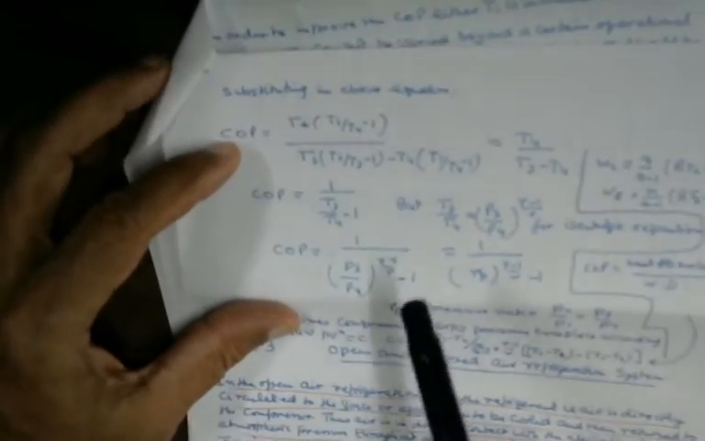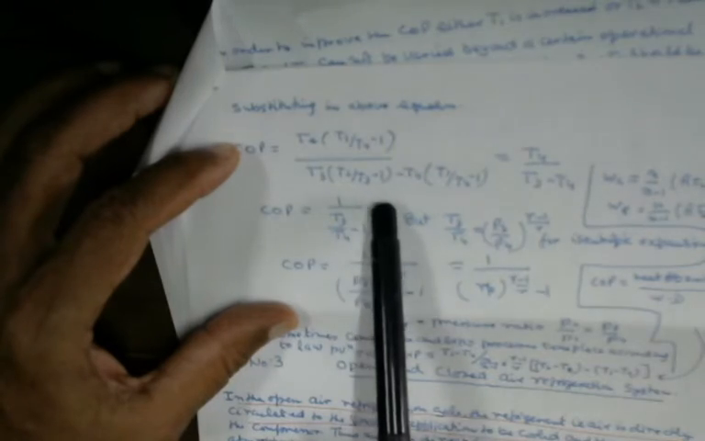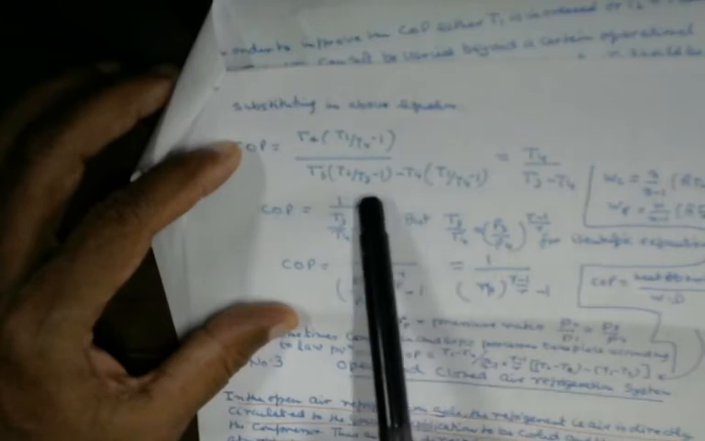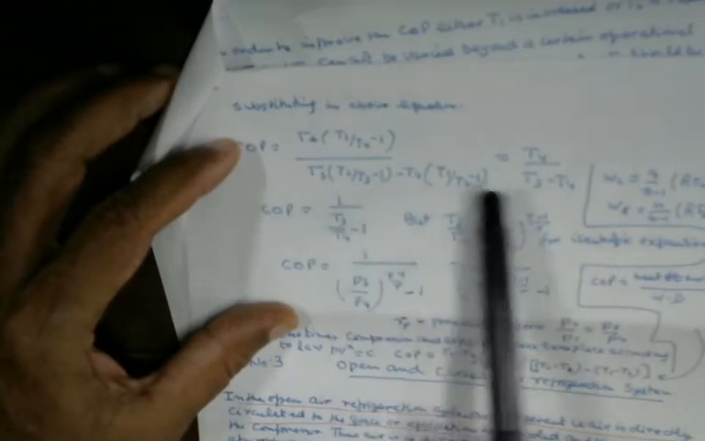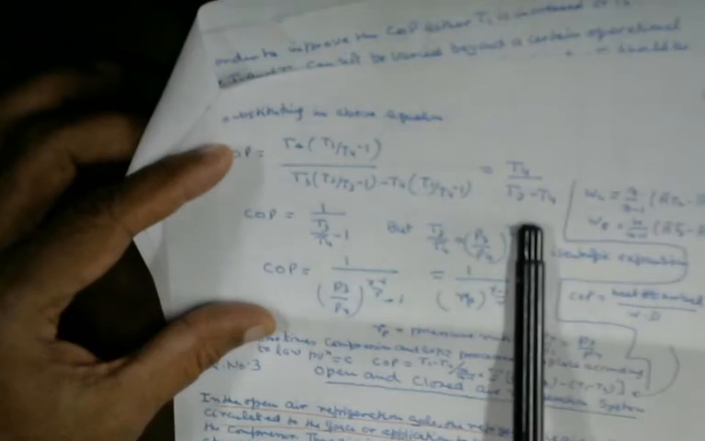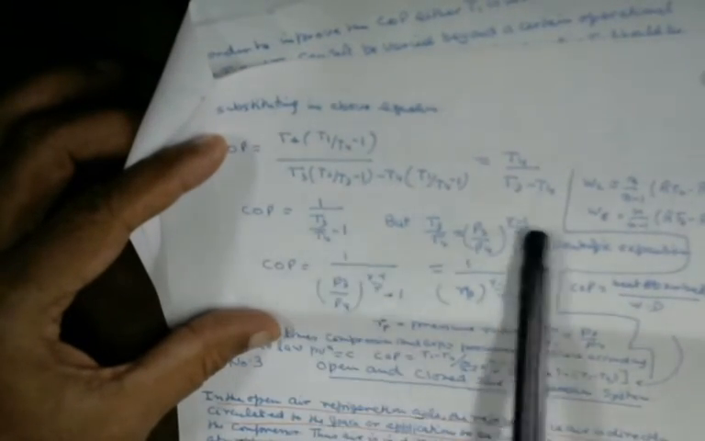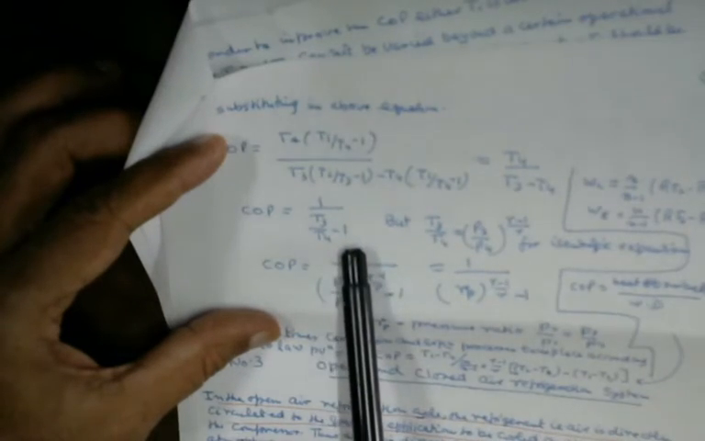So that you're substituting the value, T2 upon T3 की जगह पर हम लिखेंगे T1 upon T4. ओके, सो T1 upon T4 लिख दिया हमने, तो T1 upon T4 minus 1 पूरा कॉमन निकल गया, कट गया, तो बचा क्या? T4 upon T3 minus T4. तो COP 1 upon T4 को नीचे लाए हम, 1 upon T3 minus T4 minus 1.